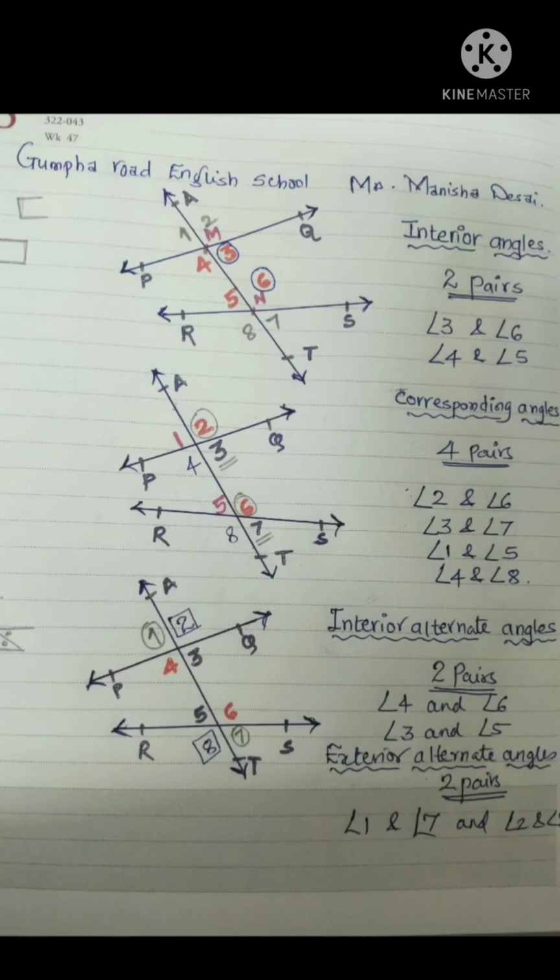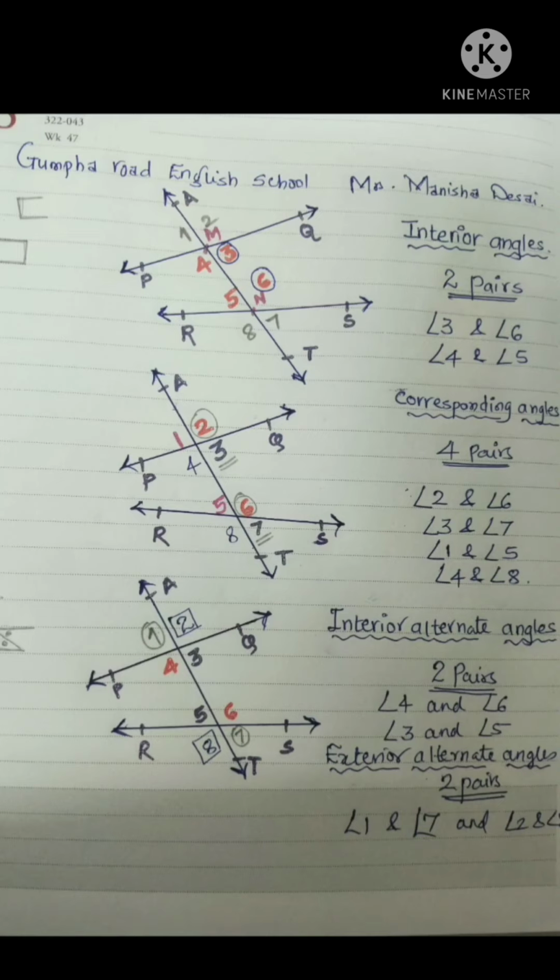We have learned about what are parallel lines and what is a transversal. In this, we are going to study different types of angles made by a transversal. In the first figure, we can see two lines, that is line PQ and line RS, and one transversal AT intersecting at point M and point N.